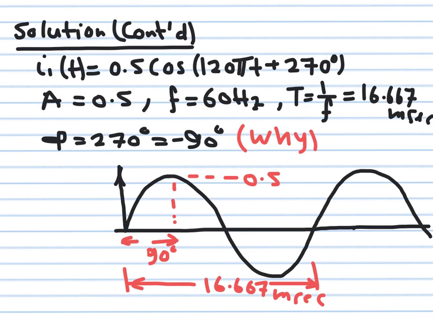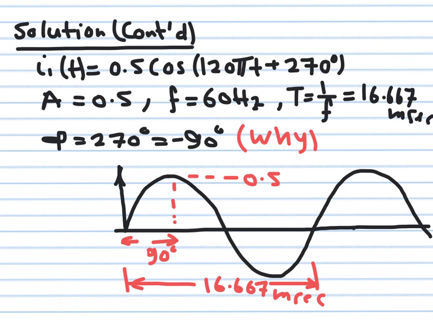Okay, let's take a look at the third example. The third example is 0.5 cosine(120 pi t plus 270 degrees). The amplitude here is 0.5. The angular frequency is 120 pi. We have seen this one earlier. So we divide this by 2 pi, you get a frequency of 60 hertz. We did the calculation as well for the periodic time, which is 1 over f. So we divide 1 over 60, you get 16.667 milliseconds.